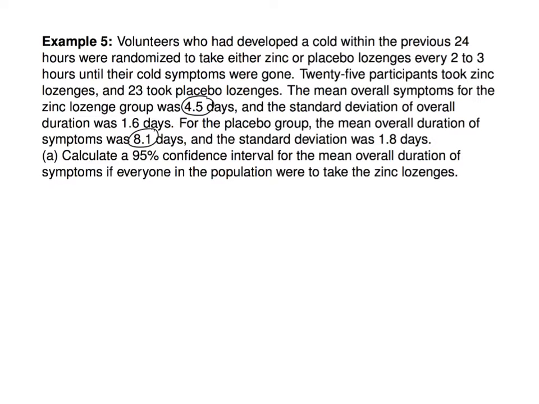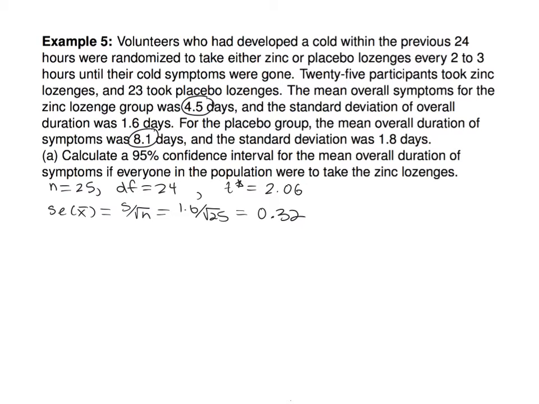So for the zinc group, notice that the sample size was 25. So the degrees of freedom is 24. And the T star that we use is 2.06. We also need the standard error of x bar. So that's S over root n. Well, S is, for that group, 1.6 over root 25, which comes out to be 0.32.